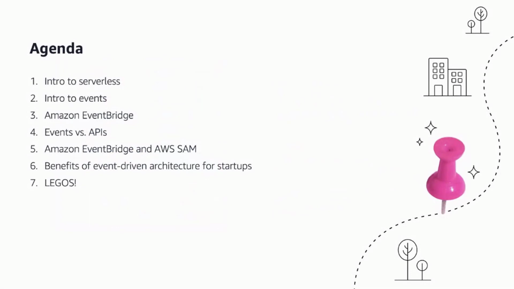We have 45 minutes today, and this is a 200 level talk, so I'm going to cover 7 areas. First, I'll go through an introduction to serverless and what it means to be a serverless application. Then I'll introduce events and Amazon EventBridge. I'll cover events versus APIs, and then we'll talk about using EventBridge with AWS SAM. Then we'll get into the benefits of event-driven architecture. And lastly, we're going to play with Legos. Just kidding. We're going to talk about how Legos use serverless to scale.